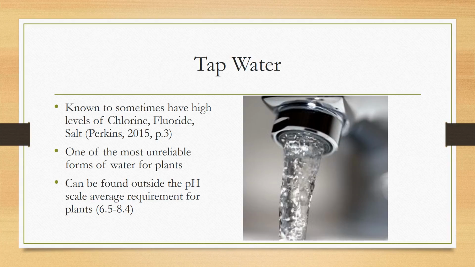Tap water is known to have high levels of chlorine, fluoride, and salt. It's probably one of the most unreliable forms of water for plants because you don't know exactly what's in it. So, as opposed to other forms of water, tap water is probably the most unreliable for that. And it sometimes can be found outside the pH scale requirement for plants of 6.5 to 8.4. Probably in rare cases, but it still can happen, so you could kill your plants, and you don't want that, especially on a nice heirloom tomato or some fresh herbs.